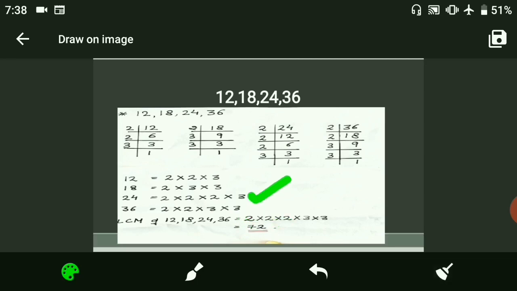Now, you have to find out in which number the maximum 3's come. In 12, 3 comes only 1. In 18, 2. In 24, 1. In 36, 2. So, students, you can take 2 3's from any number, whether from 18 or from 36. So, I am taking from 18. It is the same thing. You can take from any number. You can take from 18 or you can take from 36 also. So, I am taking from 18. So, 3 into 3. Clear? Now, you multiply all these numbers, you will get 72. Clear?